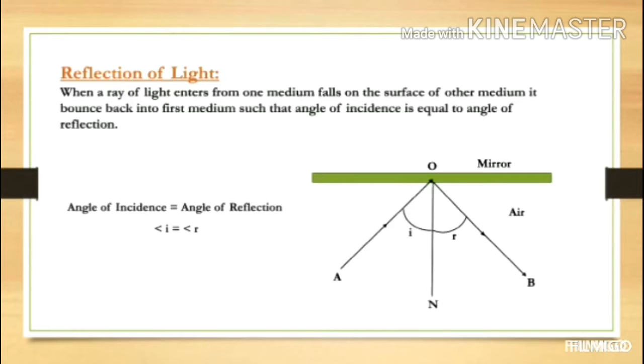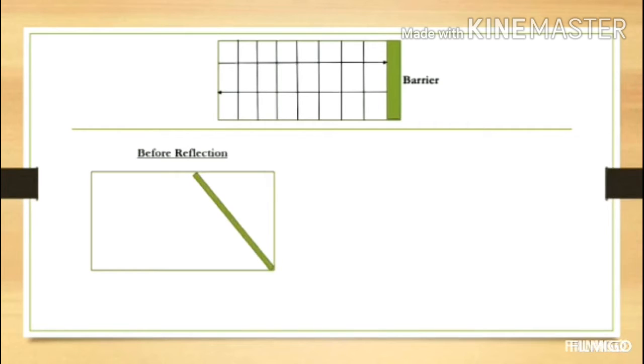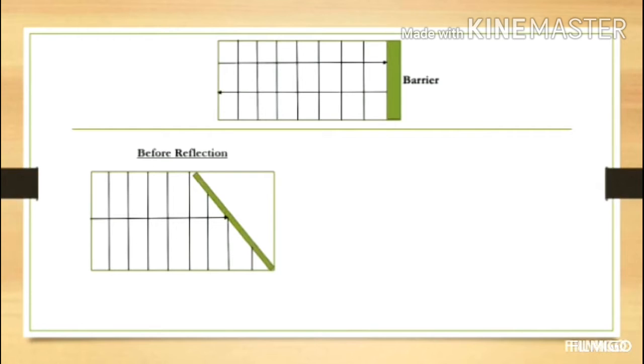Now we explain the reflection of waves. Place a barrier in a ripple tank. The straight waves after striking will bounce back as shown in the figure. Now if the barrier is placed at an angle to the wavefront, the reflected waves will obey the laws of reflection.